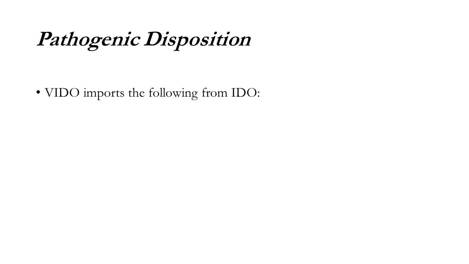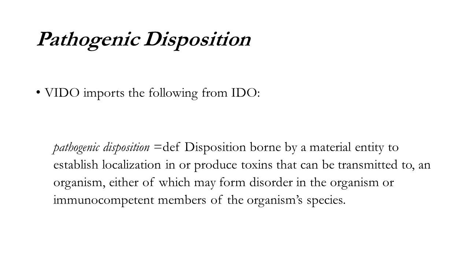So we index. Now, the virus infectious disease ontology imports the following term from the infectious disease ontology, which is pathogenic disposition, which is, as you can see, a pretty lengthy definition. I'm going to go through the parts of this in turn. So first to note, it's a disposition. What we mean by this, following the basic formal ontology top-level architecture, is that a disposition is a sort of property that is internally grounded in the material constitution of some entity.